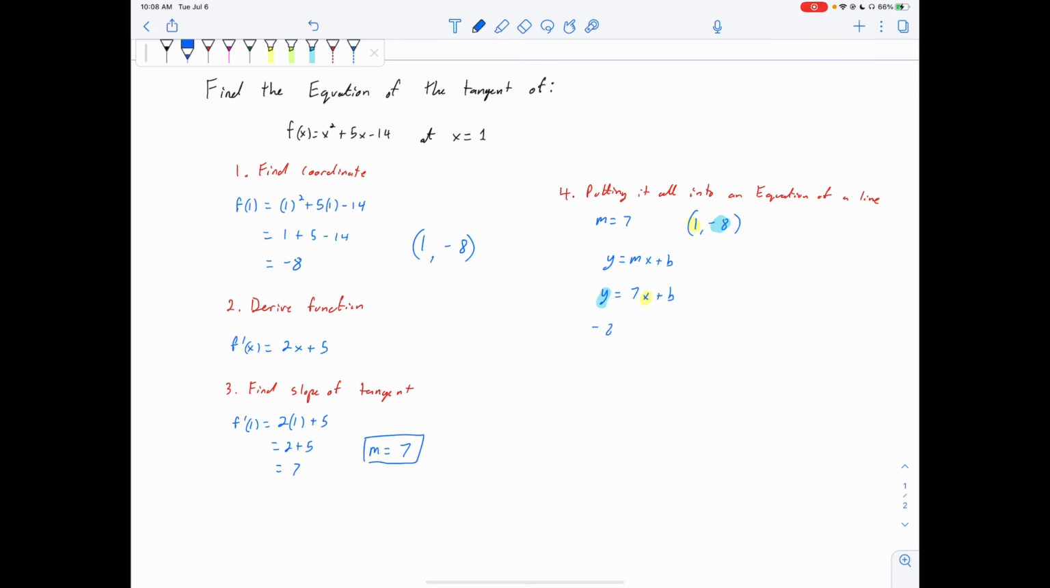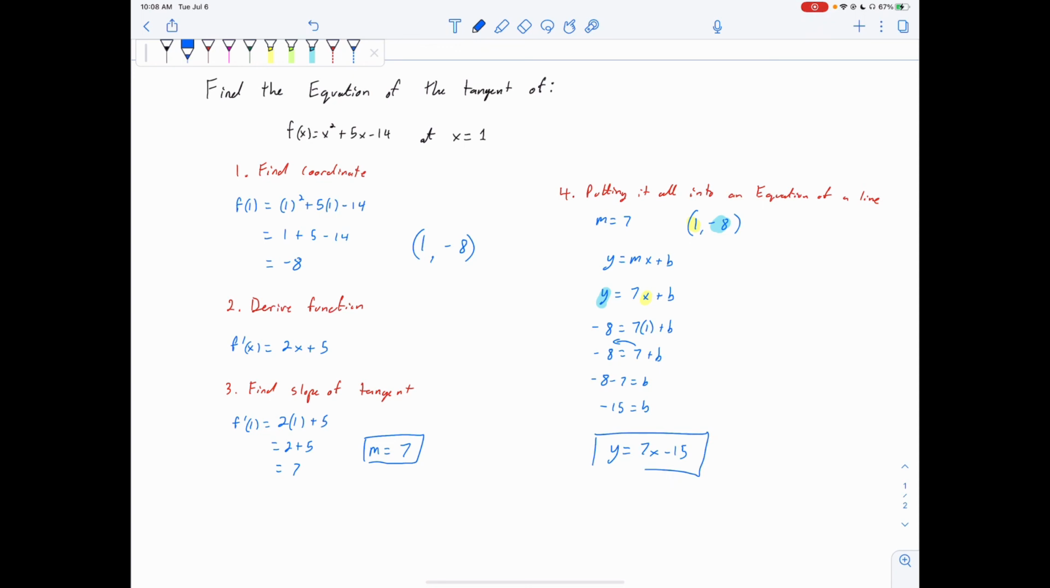So negative 8 is equal to 7 times 1 plus b. Negative 8 is equal to 7 plus b. And then we can bring over that 7. So minus 8 minus 7 is equal to b. So negative 15 is equal to b. So therefore, our final equation of our tangent is y is equal to 7x minus 15.